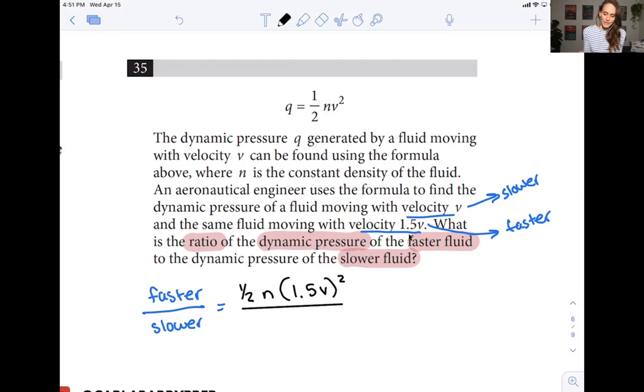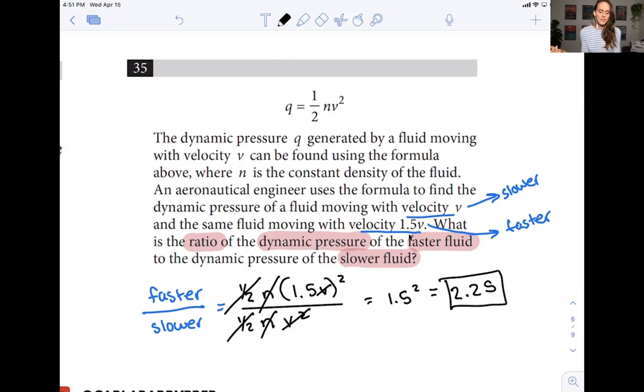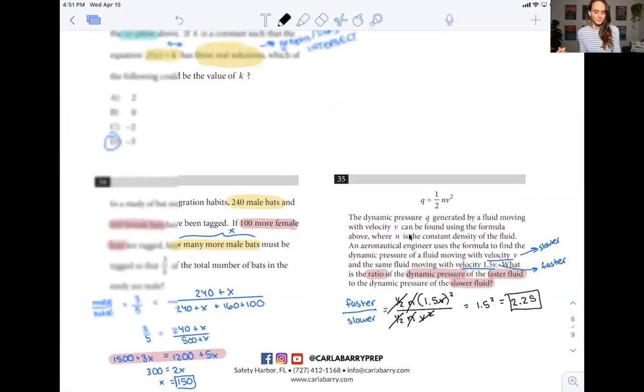So here in the denominator, we're just going to leave it alone for the slower because it's just a v. So 1/2 n v squared. Our n's are going to cancel, and our halves are going to cancel, and our v squareds are going to cancel. So we are just left with 1.5 squared, which is 2.25 as our answer for number 35.